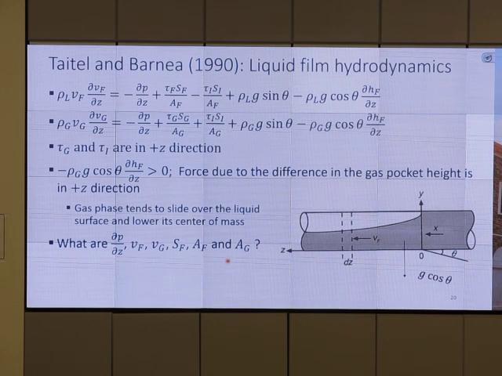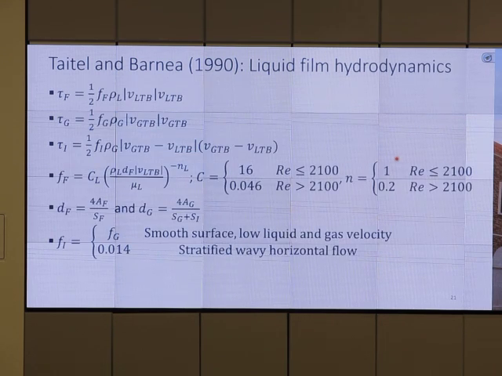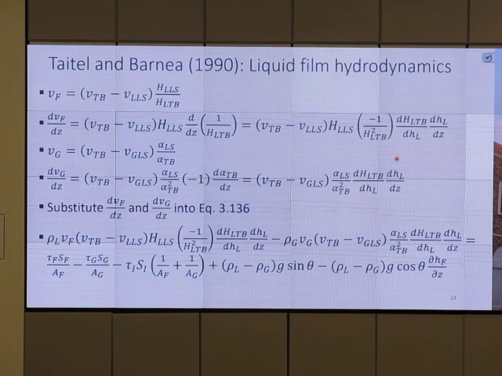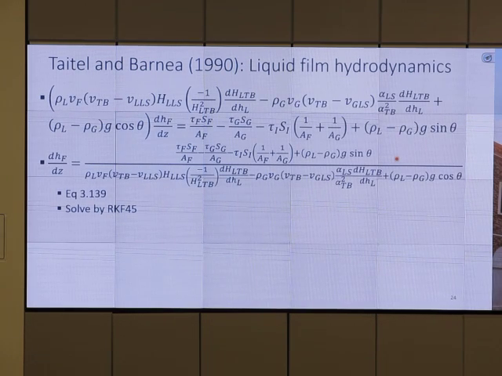Let me derive this. AF, film area, AG, gas area, SF, film parameter that wets the wall, touches the wall, okay? So you have everything. Can we solve this equation? Somehow we can do it. And what is the formula for SF? If you know the height, can you calculate SF?